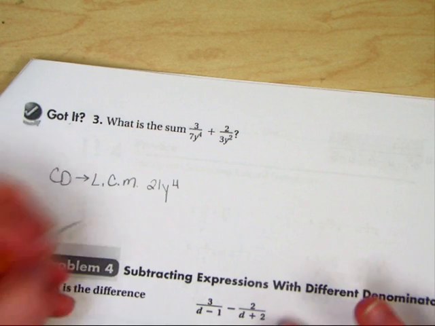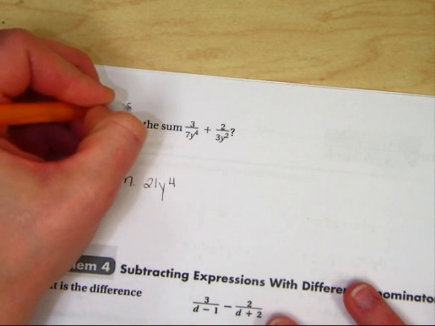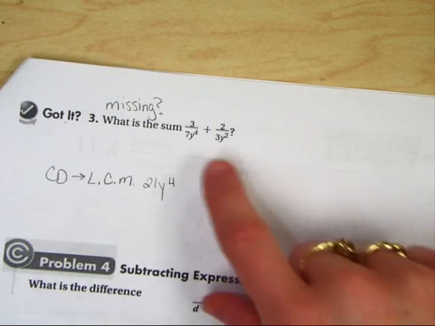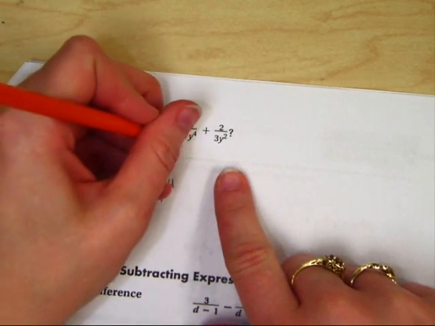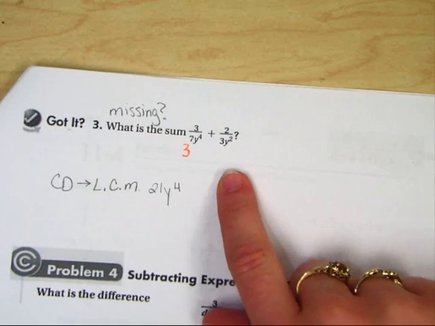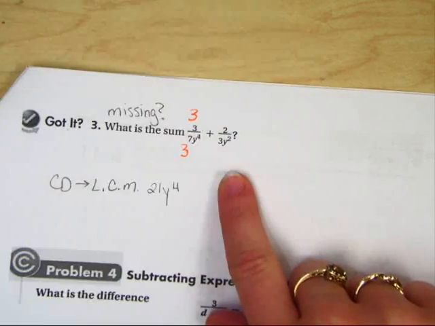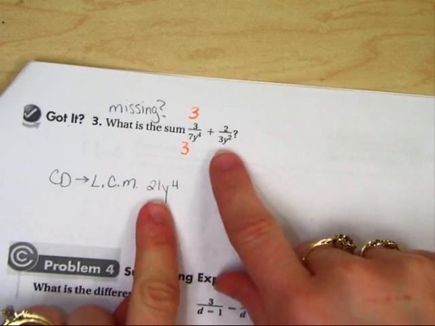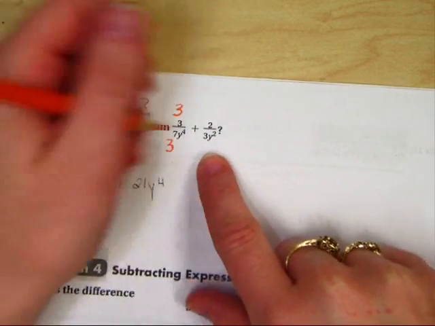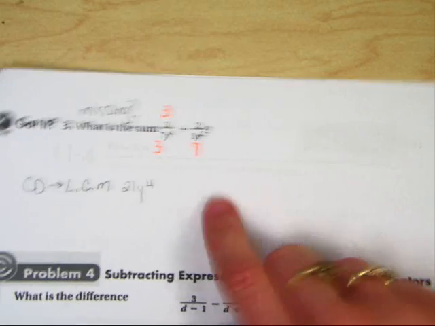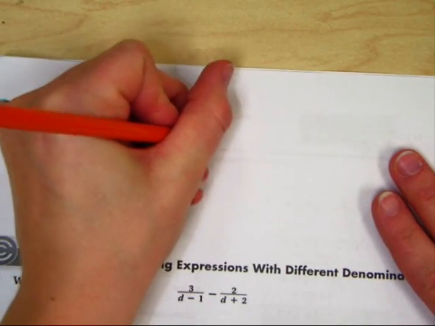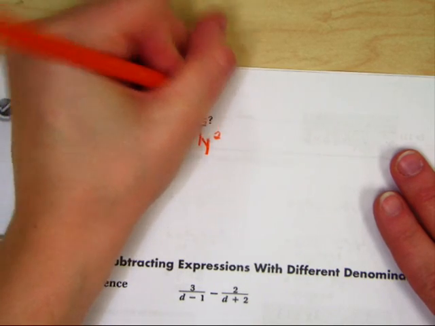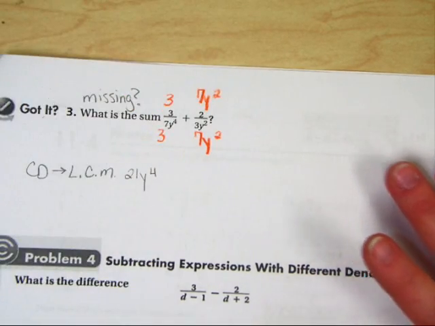Now you need to check what's missing. That's your question now. What's missing? In order for 7 to be a 21, I need a 3, and I don't need any extra y's. So I do a 3 on the bottom and a 3 on the top. Now, what does 3 need to be 21? A 7. And what about the y squared? It needs an extra y squared. So I do 7y squared on the bottom and on the top.